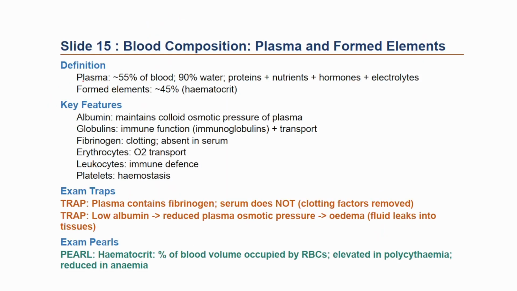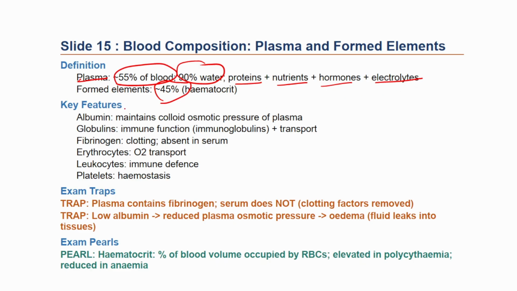As usual, we start with the defining points. Whole blood is divided into two main fractions: the liquid plasma, which makes up about 55% of blood, and the solid formed elements, which account for the remaining 45%. Plasma is a complex fluid made up of 90% water, along with plasma proteins, dissolved nutrients, hormones, gases, and electrolytes.